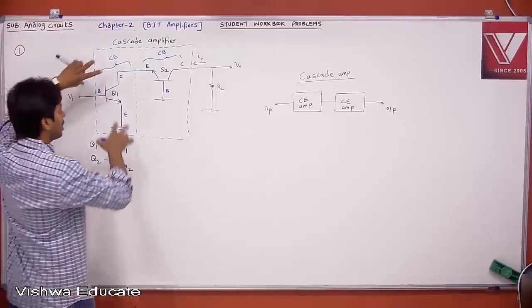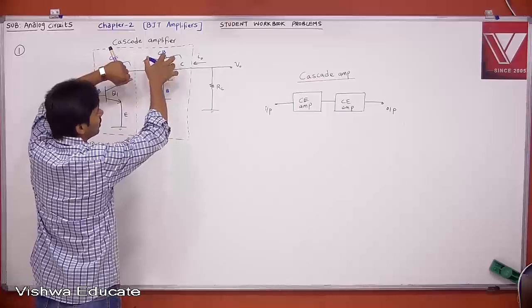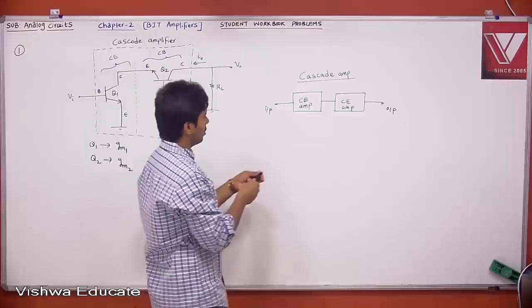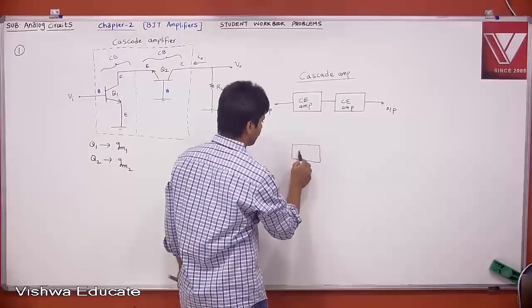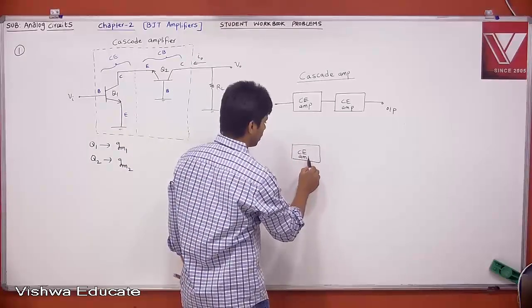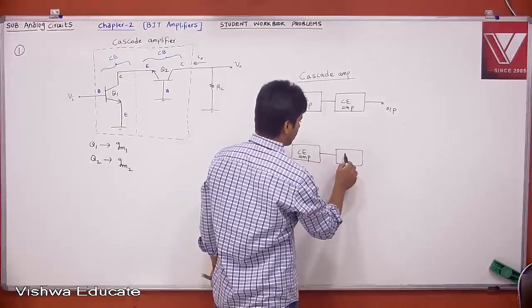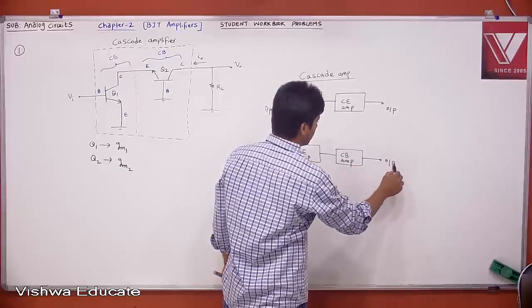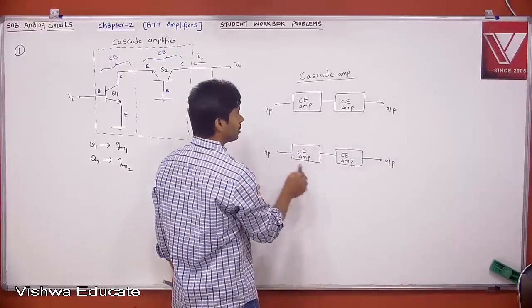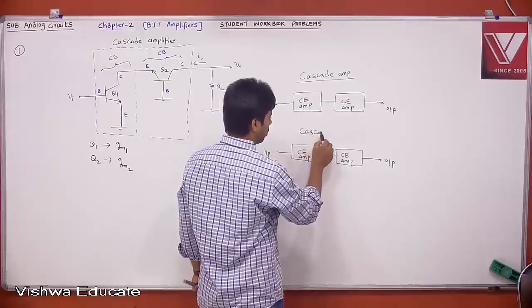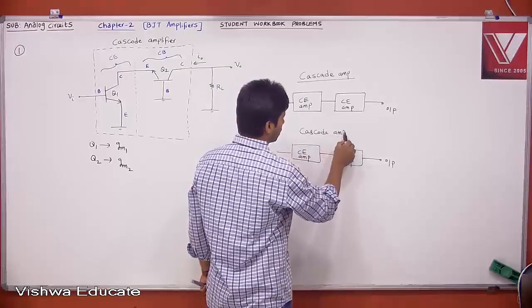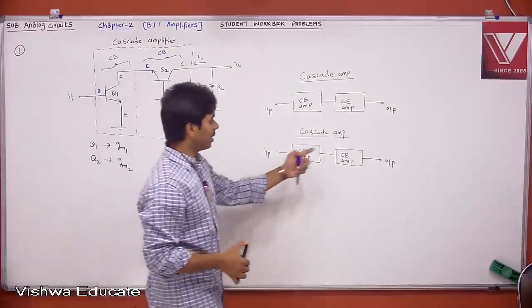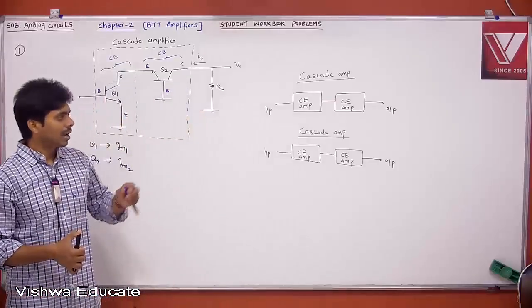Therefore, the common emitter configuration output is given to a common base amplifier. Therefore, it is a CE-CB combination. Let us say this is our CE amplifier and this is your CB amplifier. Then this is your output and this is your input. This is what is called a cascode amplifier. Two different configurations where we use a CE amplifier and then a CB amplifier. This is called a cascode amplifier.